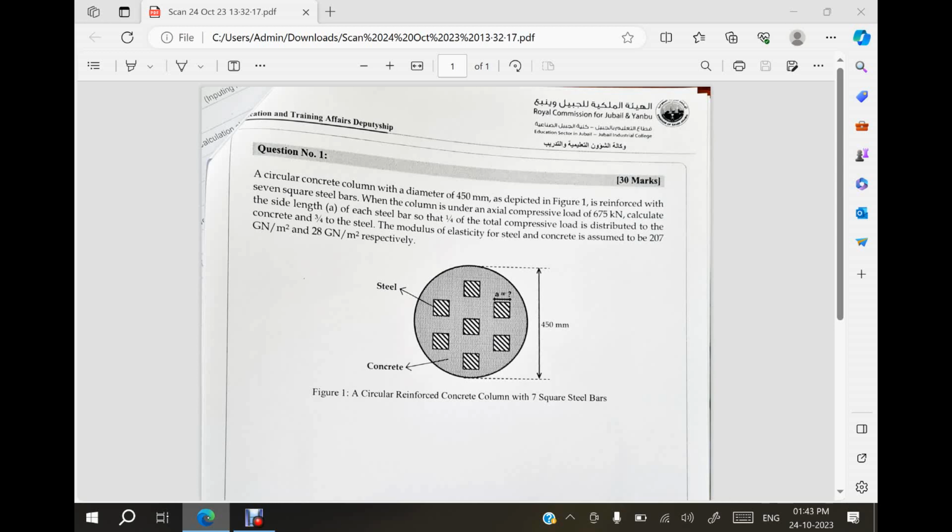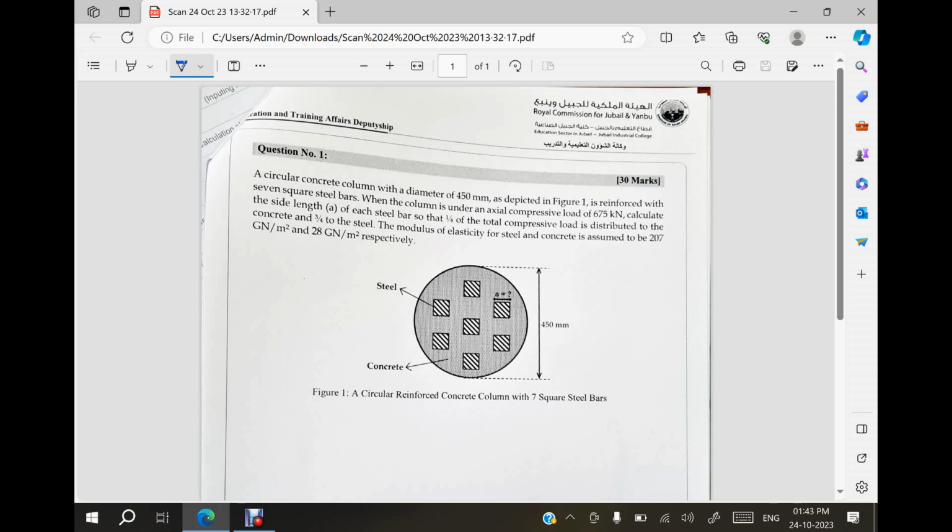The space is very less for me here. Let me just try to somehow accommodate. So here he is giving me what? He has given me the diameter of the circle, is it not? That is 450 millimeter. Okay, how many squares are there? One, two, three, four, five, six, seven. So you have 7 squares, right?